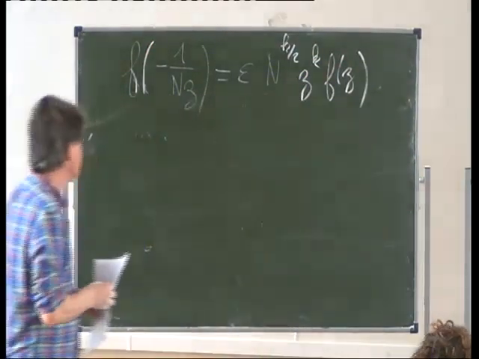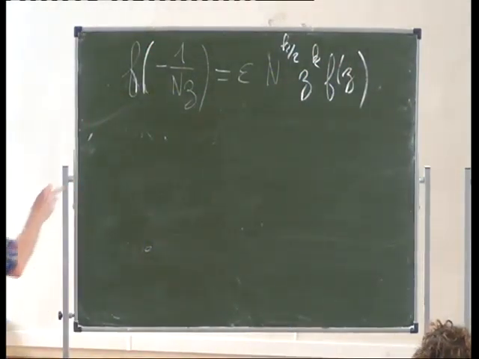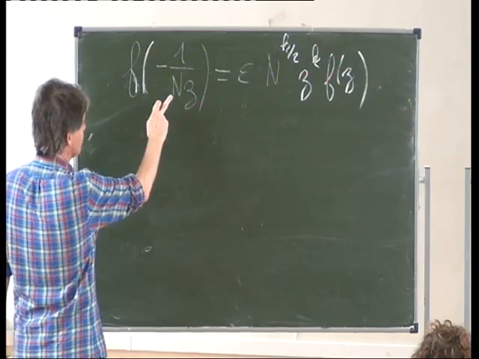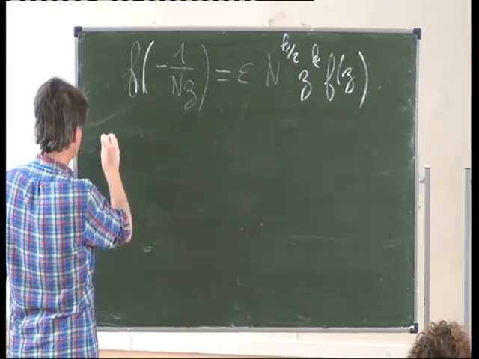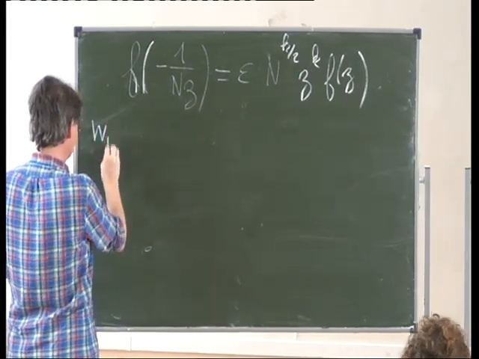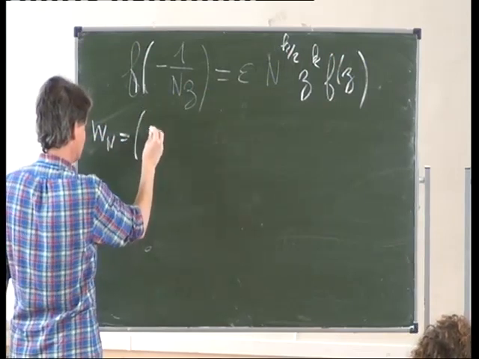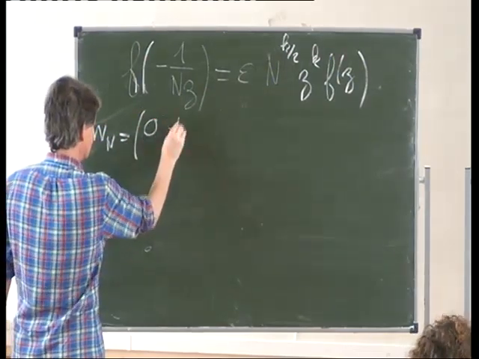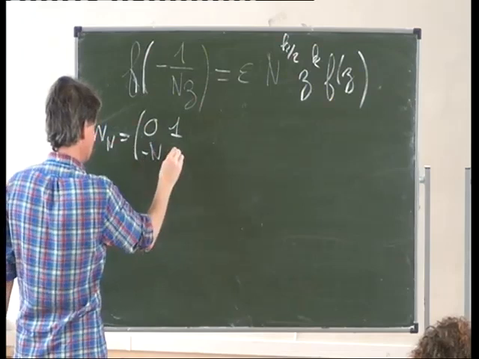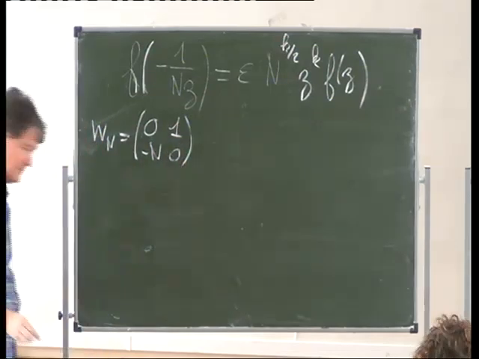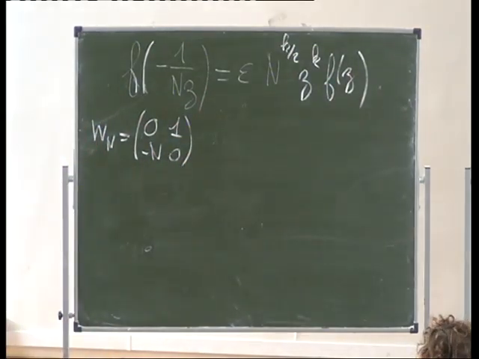Now, where does this come from? This transformation corresponds exactly to W_N, which is the matrix (0, -1; N, 0). You notice one thing: this matrix is not in SL_2(Z).